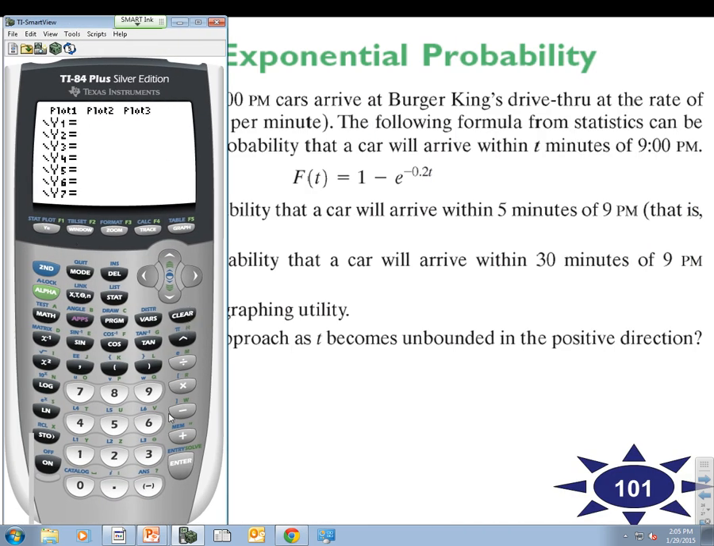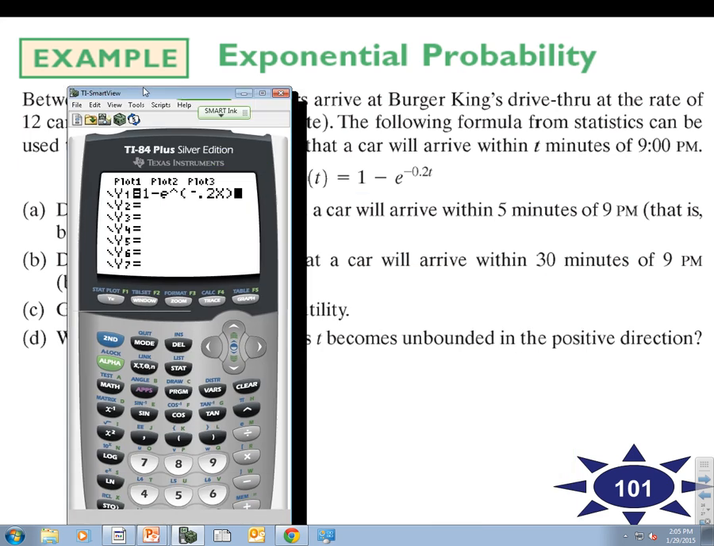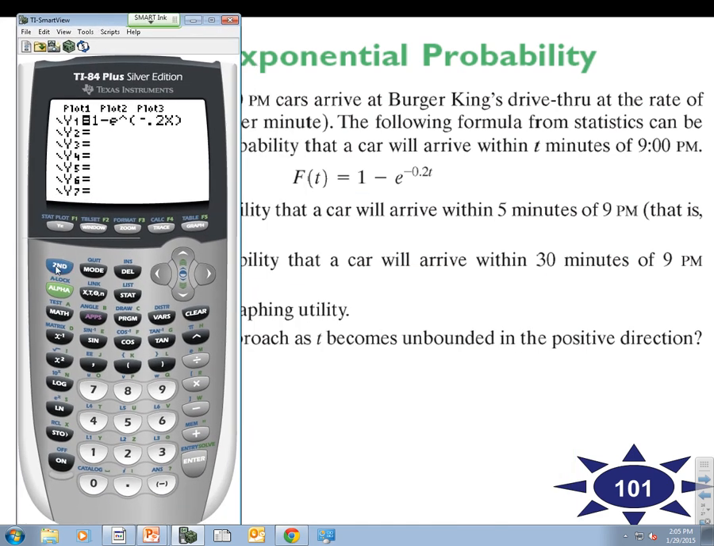So y equals 1 minus e, and so e on here is right here above the natural log, the ln. So second e to the negative 0.2x, right, for t. And so what's the probability that a car will arrive within 5 minutes? So if t is 5. So let's go to our table. So we'll start with 0 and count by ones. So if x is 5, 63% chance that we're going to show up in the first 5 minutes.